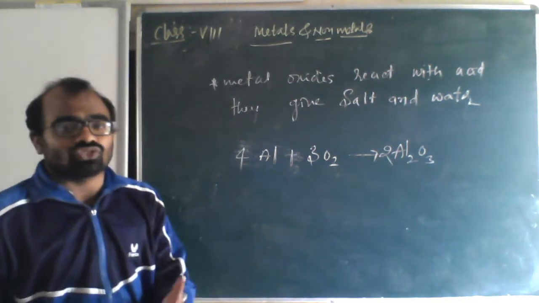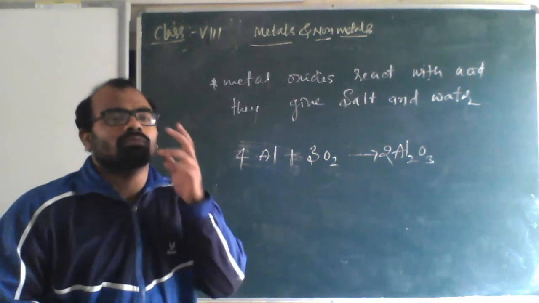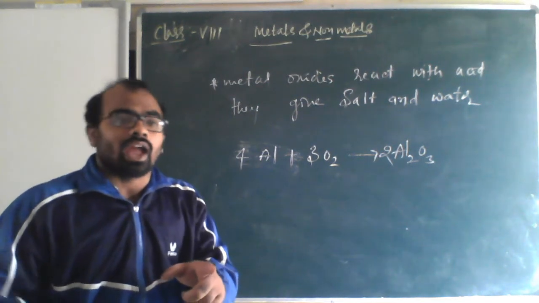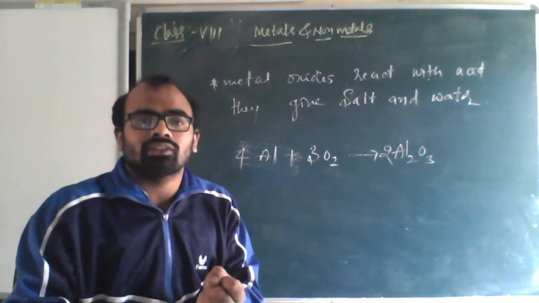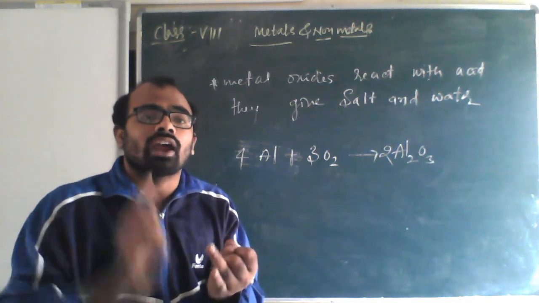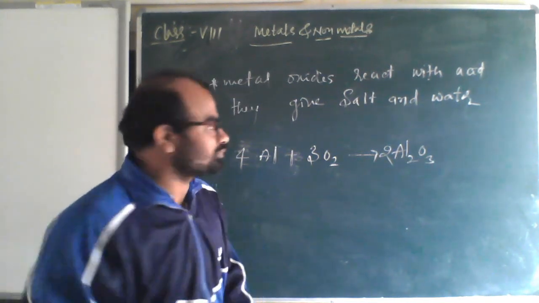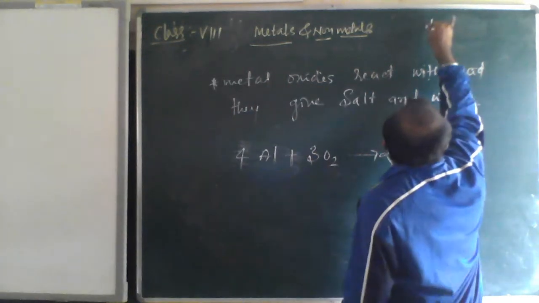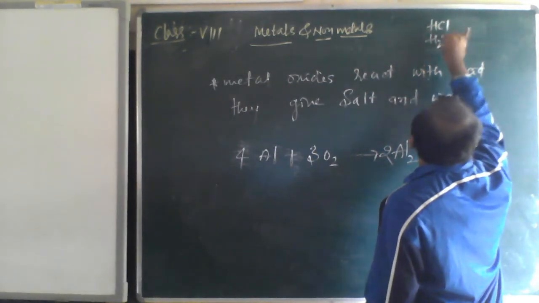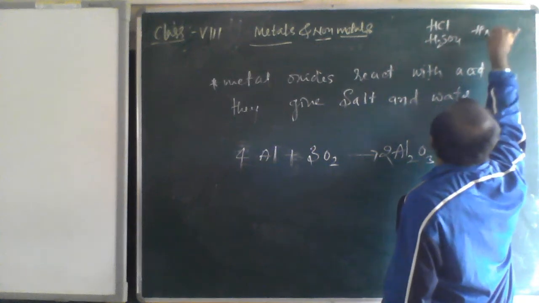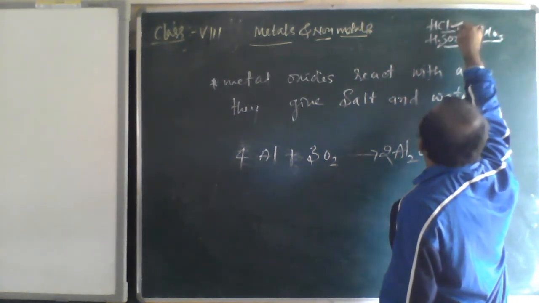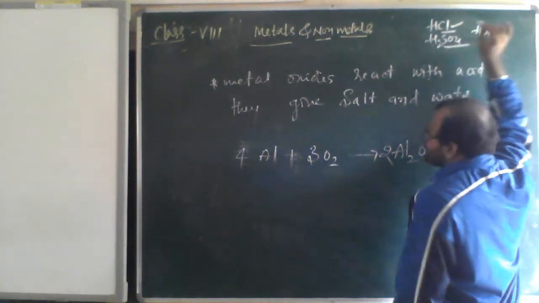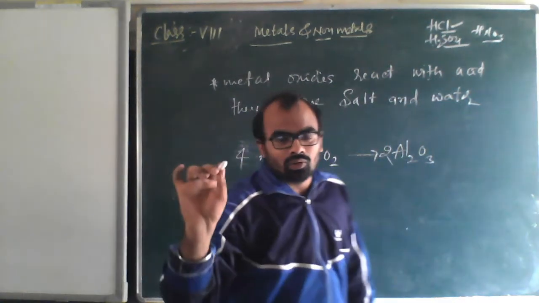You know water is H2O. How do you know a salt? Salt means there should be one metal, and with the metal there should be either chloride, sulfate or nitrate. See, HCl, H2SO4, HNO3: hydrochloric acid, sulfuric acid, nitric acid. These are the names.